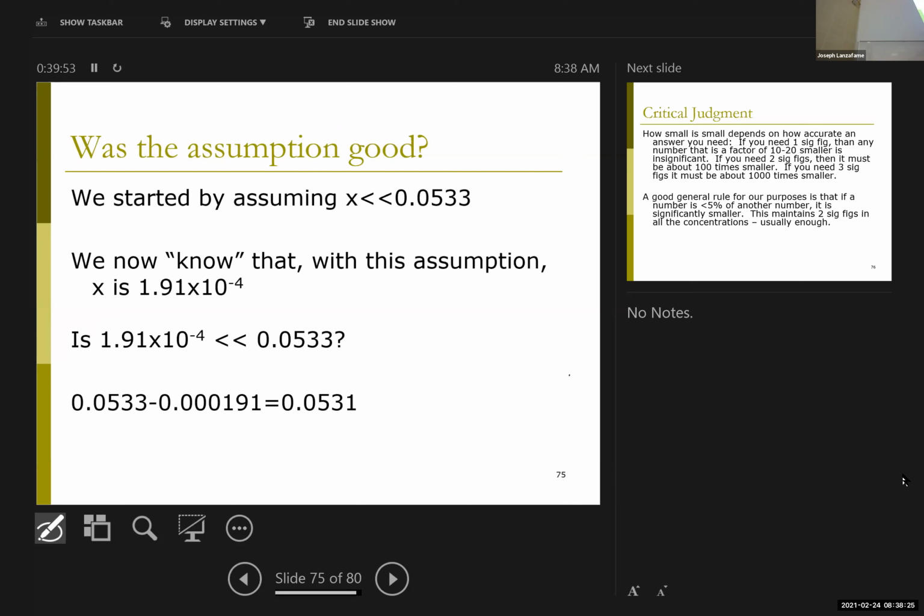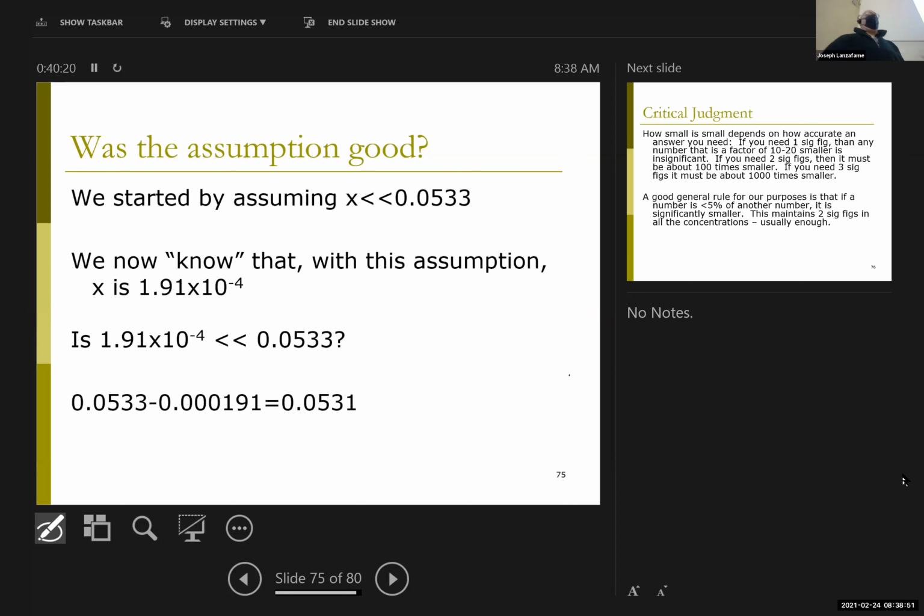And so whether or not it's a good assumption partly depends on how accurately I feel I need to know the number. It's a sig fig issue, right? I still have 2 sig figs. I no longer have 3 sig figs, right? And so whether it's a good assumption or not depends on whether I can live with 2 sig figs.